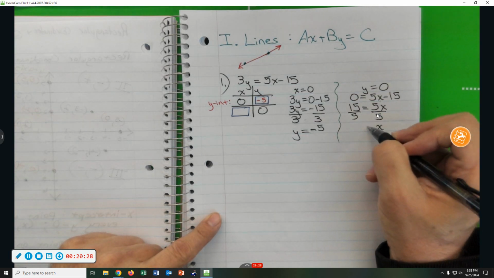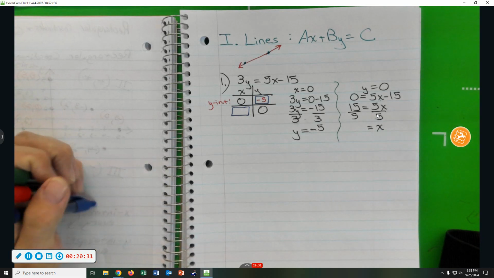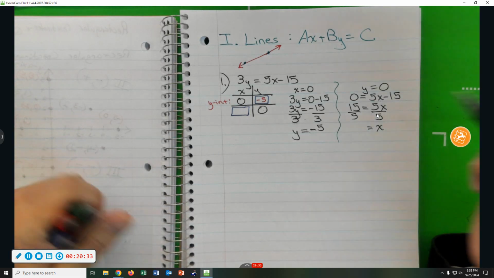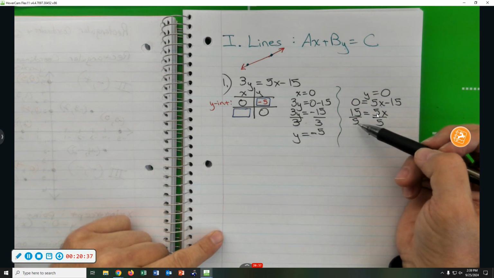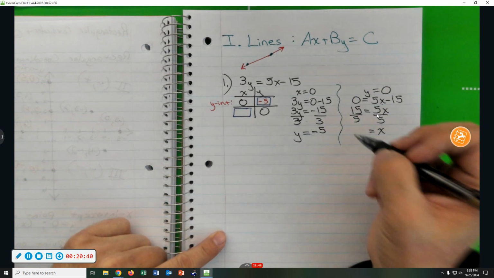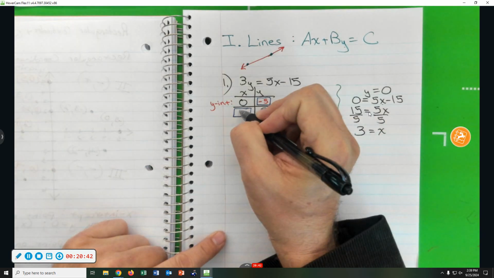Move the 15 over to give me 15 equals 5x, and then divide by 5. Someone's figured out the way you said move the 15 over, you're thinking like us. Get as few negatives as possible, rather than moving the 5x over. 15 divided by 5 is 3. So here's my second point.